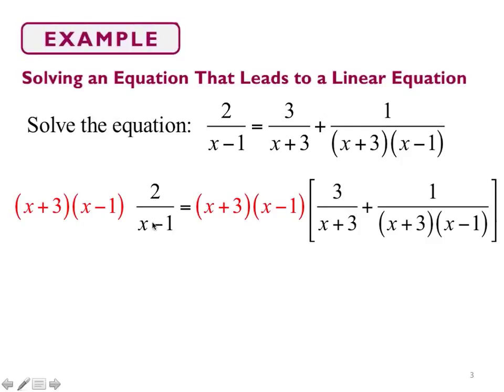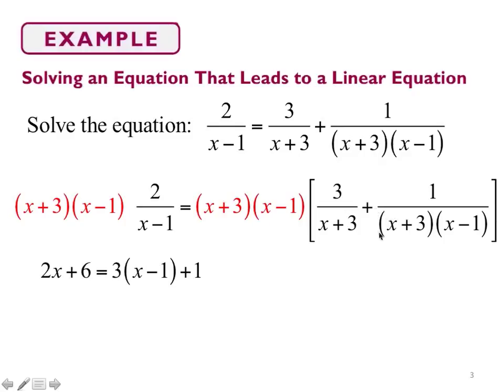If you look on your left-hand side, hopefully you'll see this x minus 1 is going to cancel. We're just left with 2 times x plus 3, which if you simplify is 2x plus 6. And on this right-hand side, they've done a little more than I wish, but if we take this x plus 3 times x minus 1 and we distribute, the x plus 3's are going to go away, so we're left with 3 times x minus 1, which is what's right here.